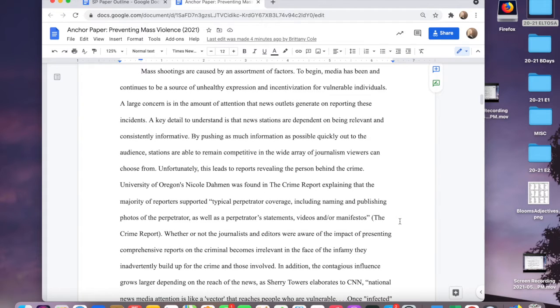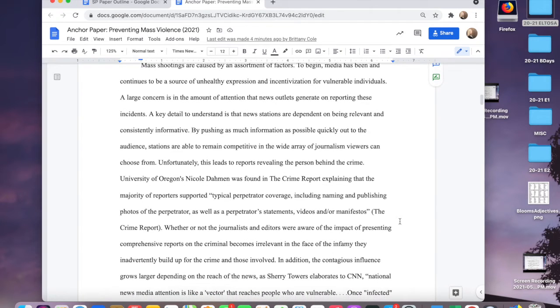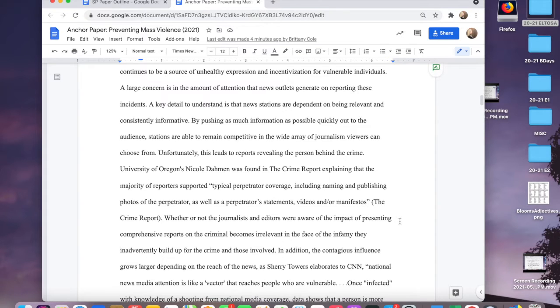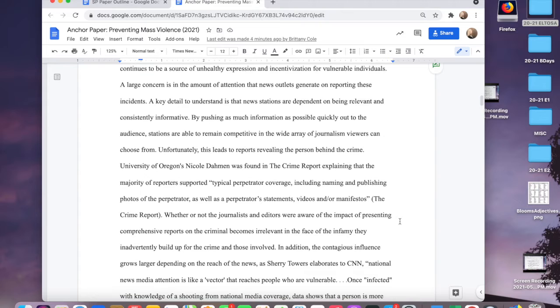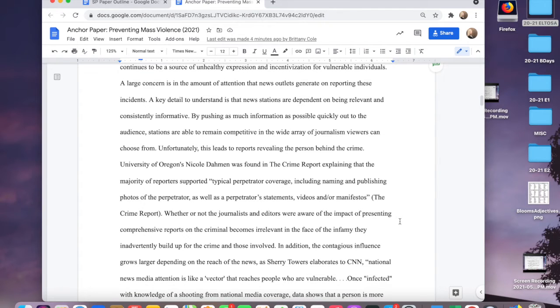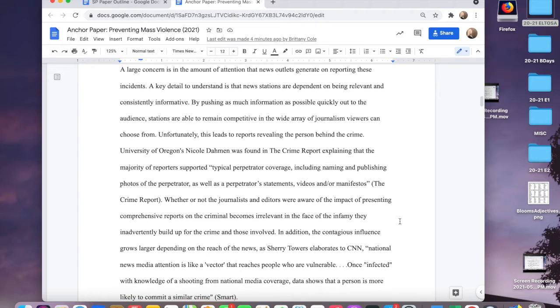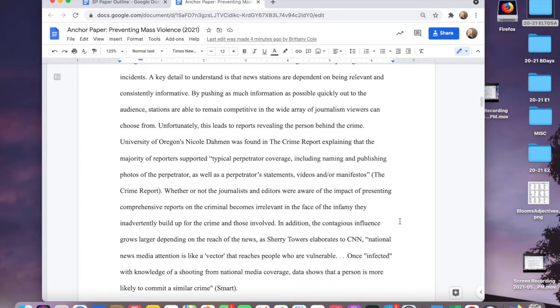In addition, the contagious influence grows larger depending on the reach of the news. As Sherry Towers elaborates to CNN, national news media attention is like a vector that reaches people who are vulnerable. Once infected with knowledge of a shooting from national media coverage, data shows that a person is more likely to commit a similar crime.